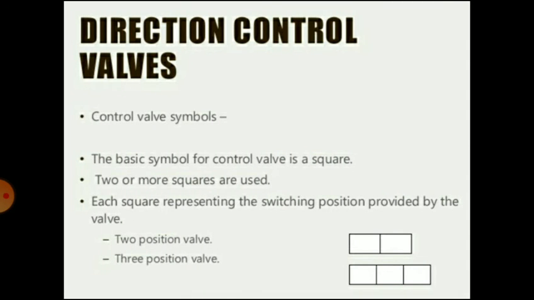So, direction control valves. The basic symbol for a control valve is a square. Two or more squares are used, each square representing a switching position provided by the valve. For example, a two-position valve is represented by two squares. A three-position valve is represented by three squares.